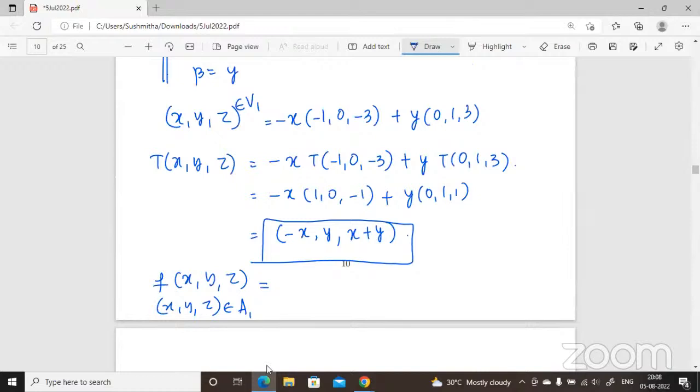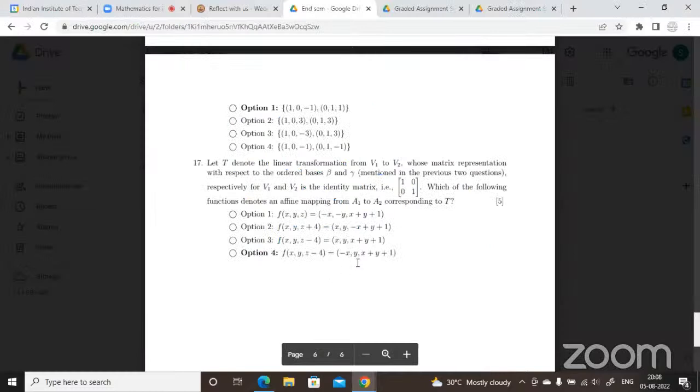So this is my linear transformation. This has to be shifted by the point 0, 0, 1. So minus x, y, x plus y plus 1. So this is the affine mapping: minus x, y, x plus y plus 1. Ma'am, you took 0, 0, 1, just anything that satisfied x minus y plus z equal to 1? Yeah, I took it from the options.